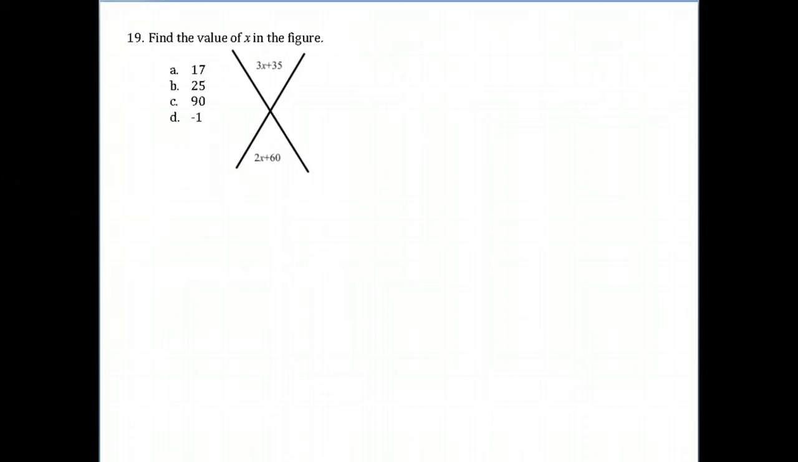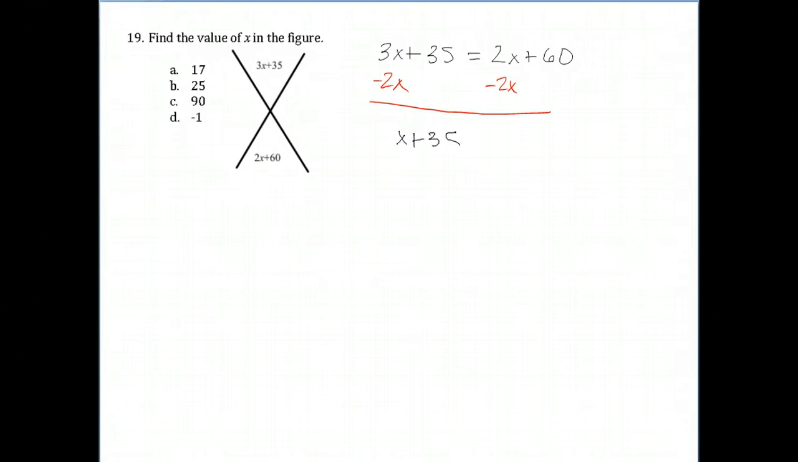So when we solve this, we can just set each of those expressions equal to each other. So 3x plus 35 equals 2x plus 60. We're going to subtract 2x from both sides of the equation, and that's going to give us x plus 35 equals 60. And then finally we're going to subtract 35 from both sides, and we will get x equals 25. You can do a quick check by substituting back into these expressions, and you should get the same result.